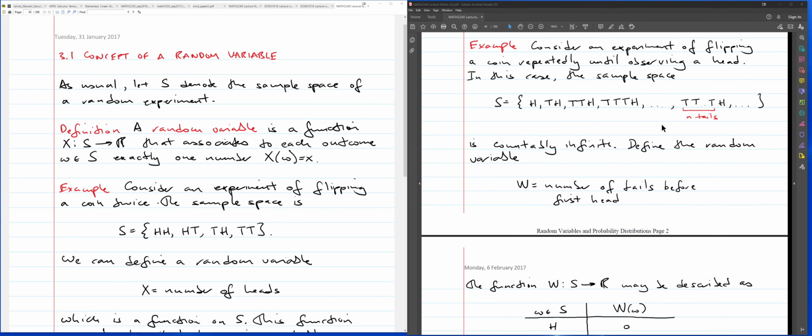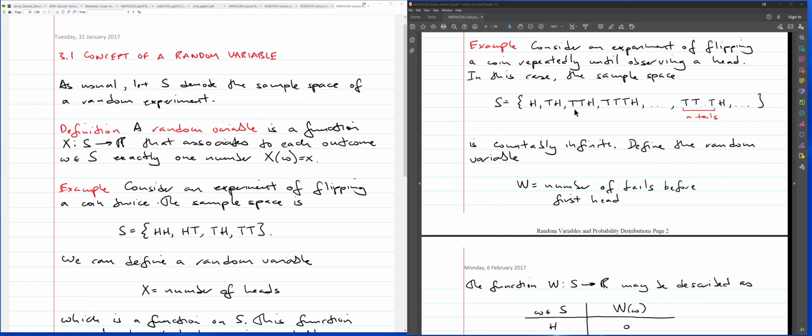Okay, so for this experiment, I can define a random variable, which is the number of tails I got before the first head. For example, when I flip and I get a head and I stop, I didn't get any tails before, so the value of the random variable is 0. In this case, I get a tail on the first flip and then a head on the second flip, so I got one tail before the first head. So the random variable here is 1.